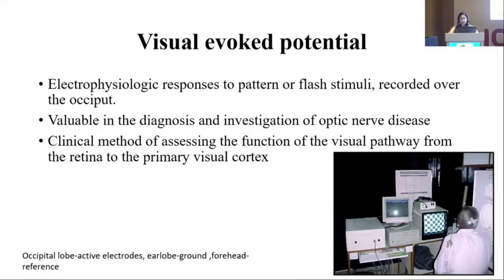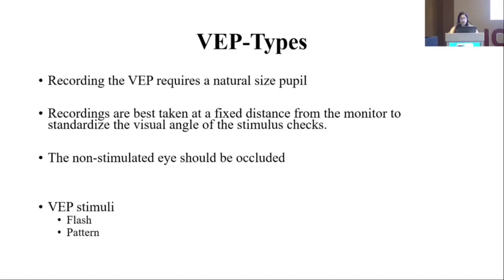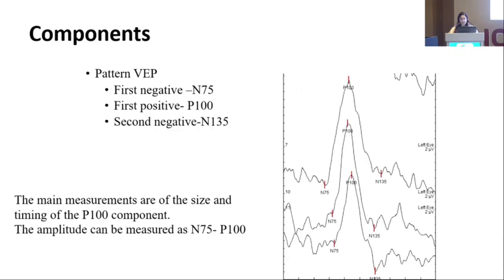Visually evoked potential records electrophysiological responses to pattern or flash stimuli over the occiput. It is valuable in diagnosis of optic nerve disease and is a method for assessing function of the visual pathway from the retina to the primary visual cortex. Recording the VEP requires a natural pupil size. Records are best taken at a fixed distance. The non-stimulated eye should be occluded.